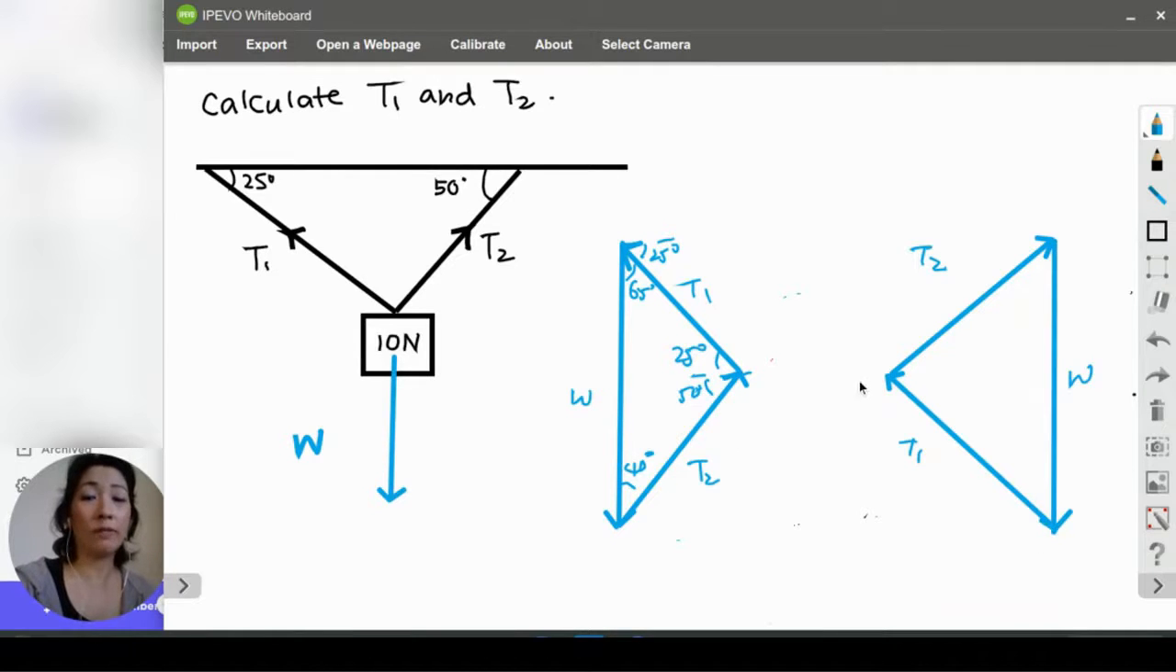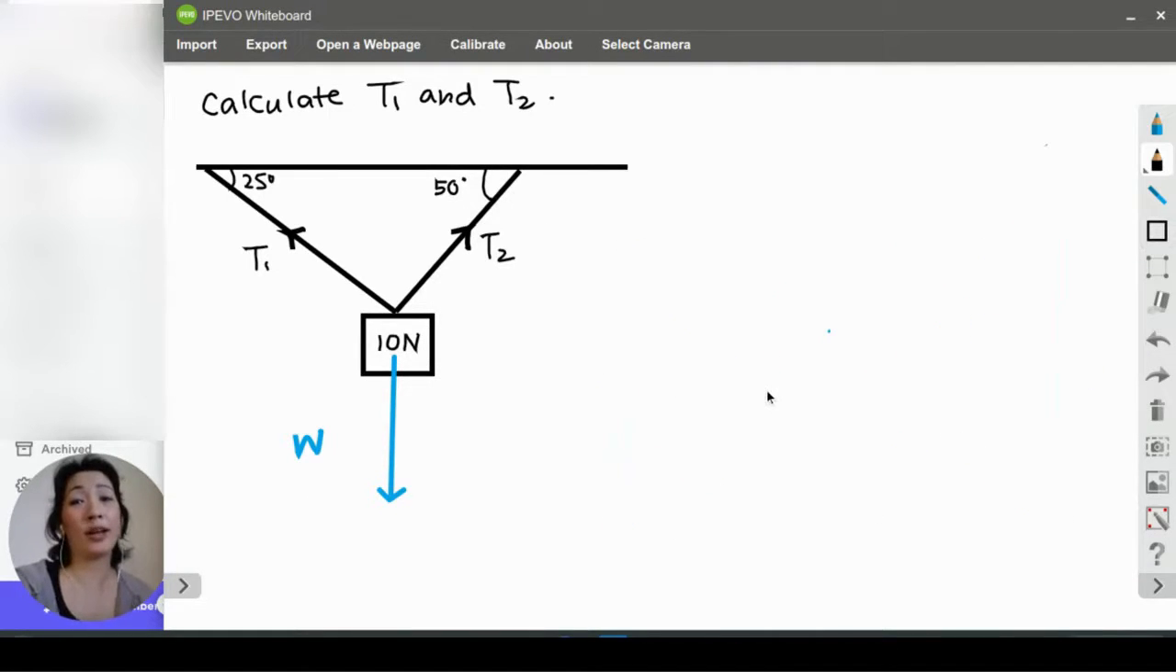So if T1 was here, this means this would be 25 degrees. So the angle here is 65 degrees. T2 would be 50 degrees from the horizontal. That makes this 40 degrees. That means here would be 50 degrees. So the angles are slightly different, but they're correct for T1 and T2. Whether you're calculating or using the scale diagram method, you can use either triangle because both triangles are correct for this situation. So let's start with the calculation method first.